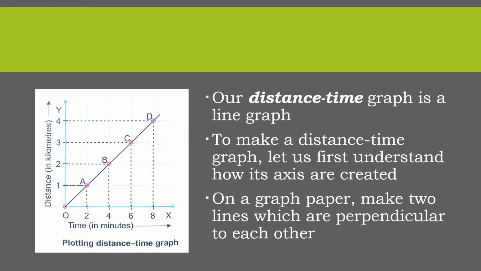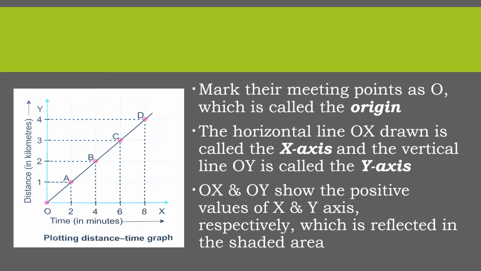On a graph paper, make two lines which are perpendicular to each other. Mark their meeting point as O, which is called the origin. The horizontal line OX drawn is called the x-axis and the vertical line OY is called the y-axis. OX and OY show the positive values of the x and y-axis respectively, which is reflected in the shaded area.